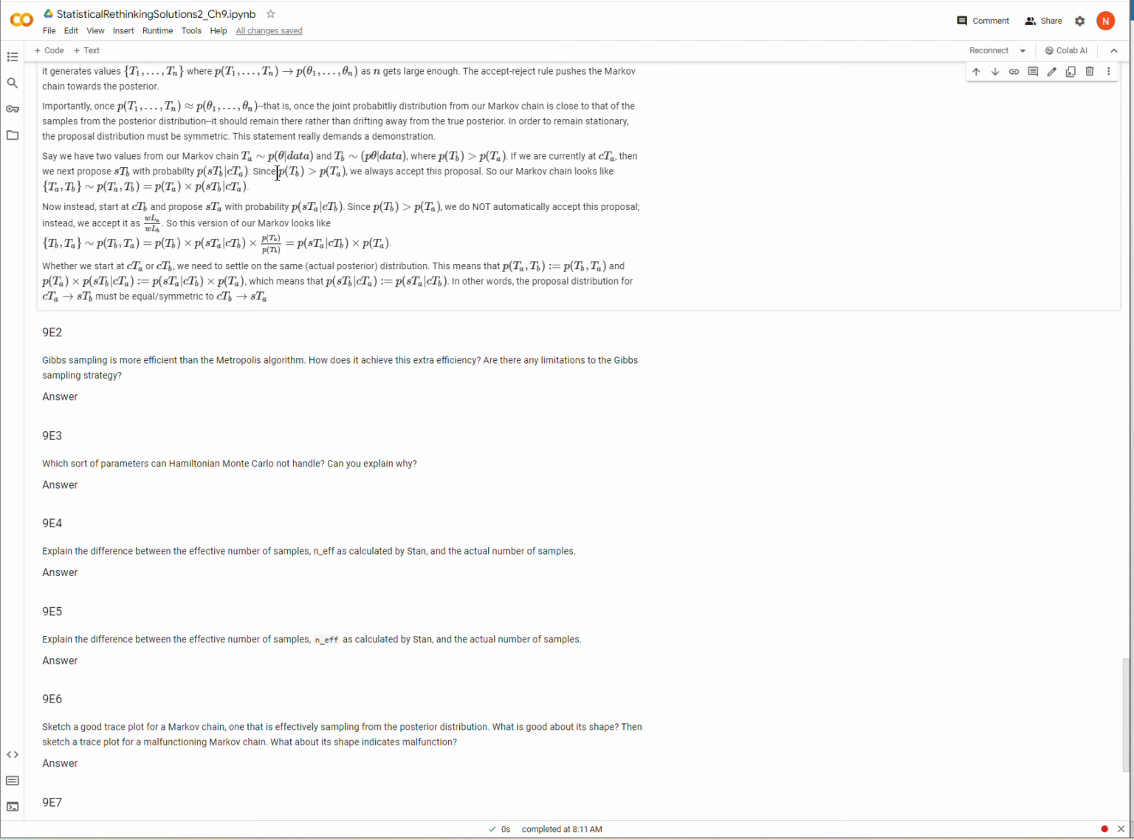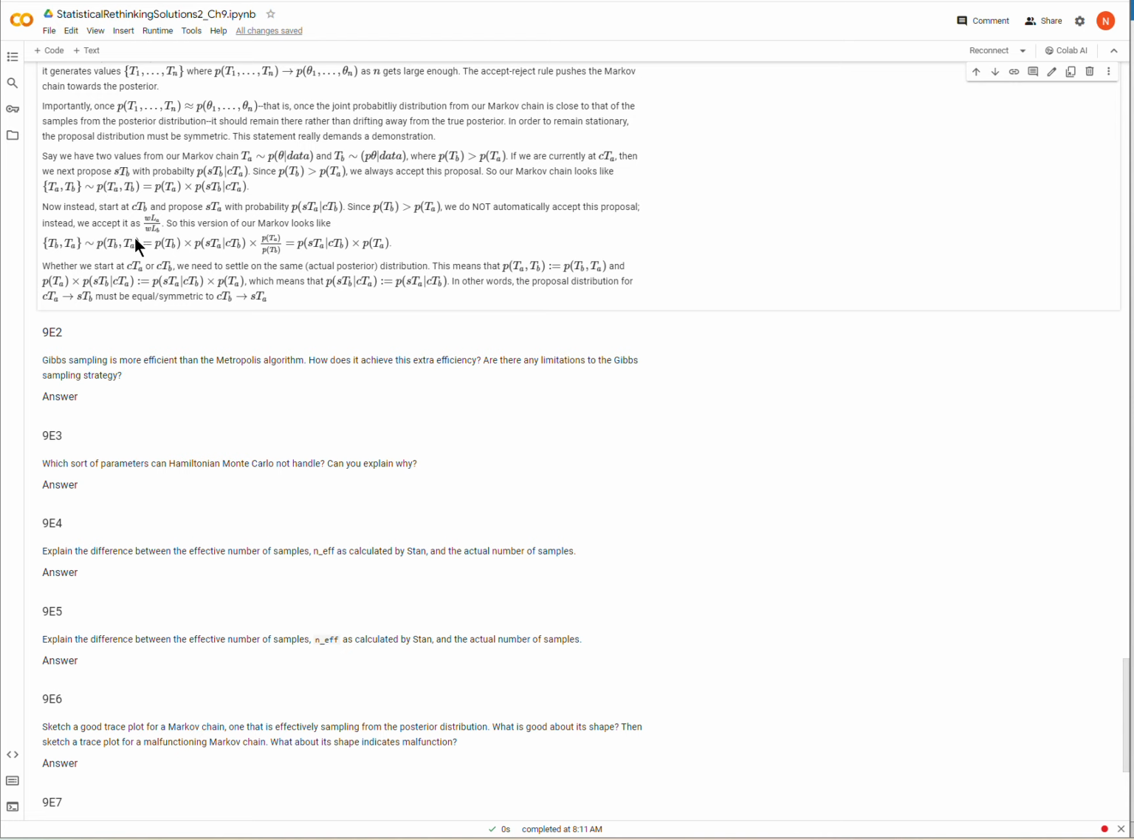Okay. Well, now in this scenario, because the probability of TB is greater than the probability of TA, we always accept this. Okay. So in other words, the set TA-TB is distributed as the joint probability of TA-TB, and that is equal to the probability of having been at A, TA, times the probability of suggesting B from A. Okay, right? So that's our joint probability distribution.